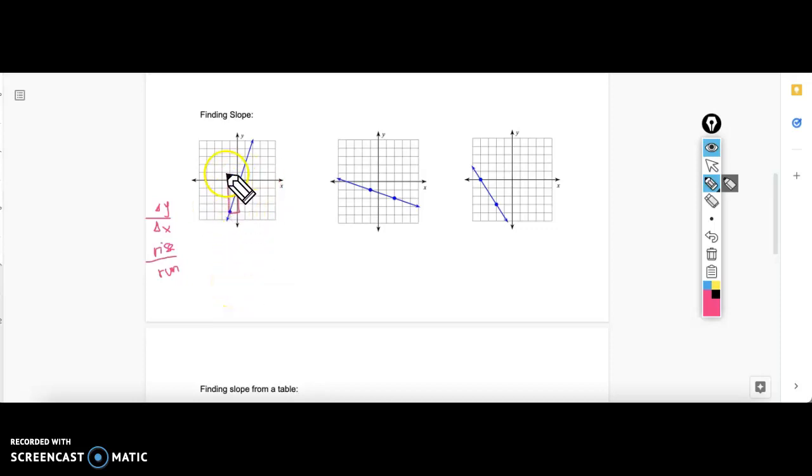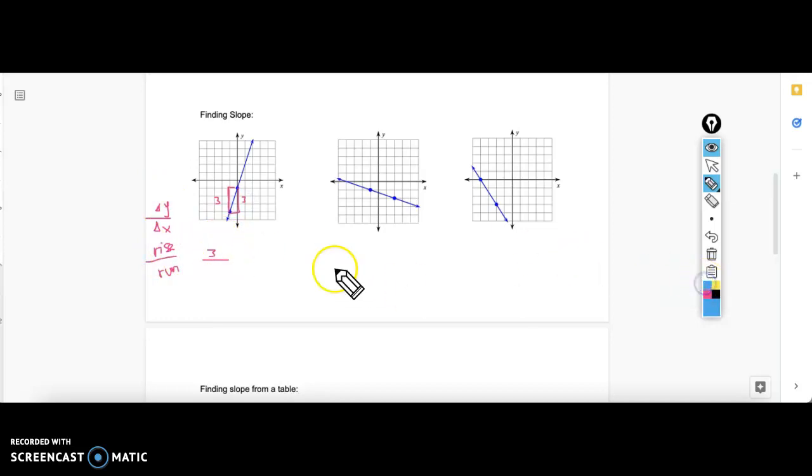Well, in this one, I went up. Let's see how many boxes I went up. I went up 1, 2, 3. Same thing on this side. From this dot up to this one, I went up 3. So my rise is 3, or my change in y is 3.